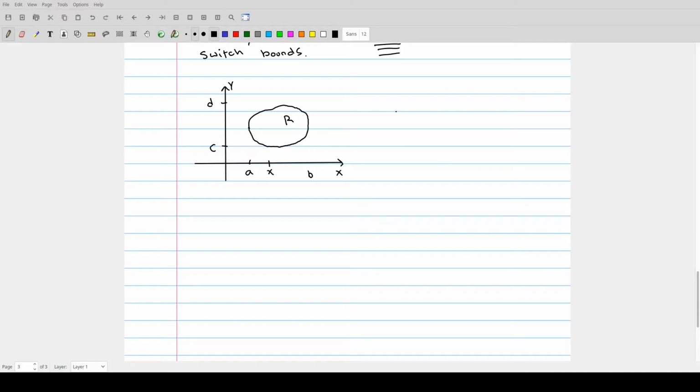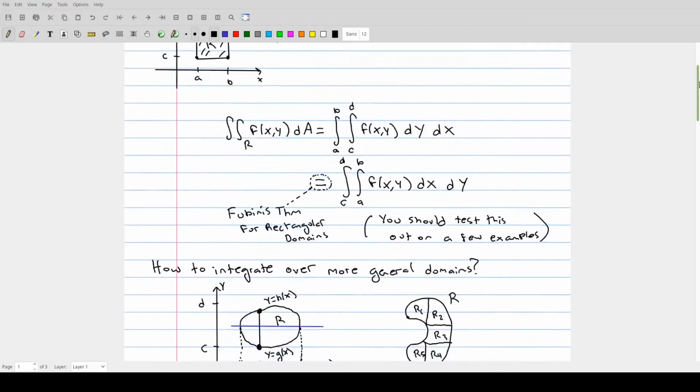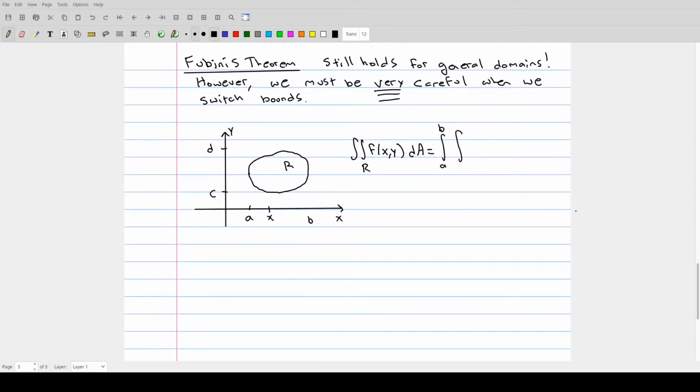And the idea here is, if before we had that the double integral over R of f of x, y dA was the integral from a to b of the integral from, the lower bound was g of x, the upper bound was h of x, so g of x to h of x of the function f of x, y dy dx, how can we figure out the new bounds of the integral of the function f of x, y dx dy?